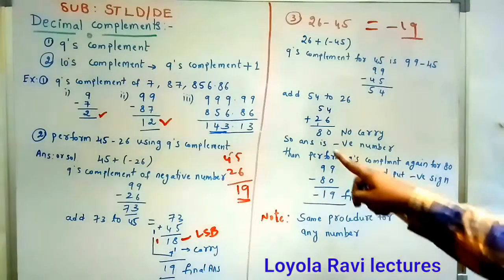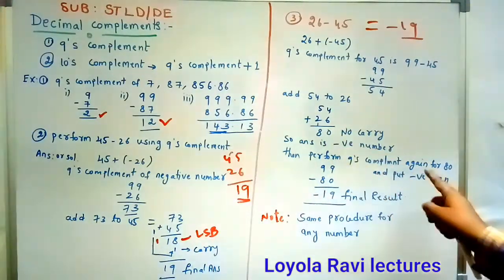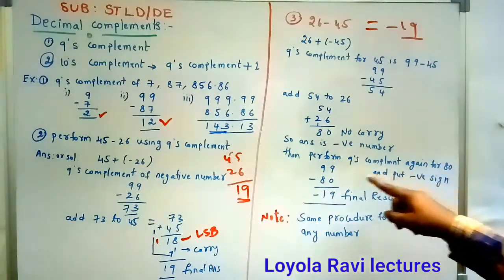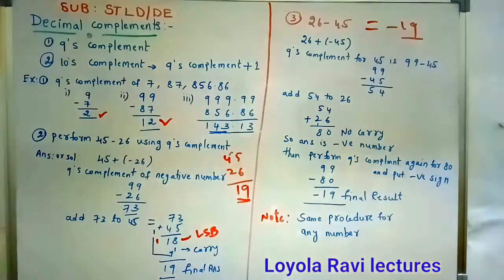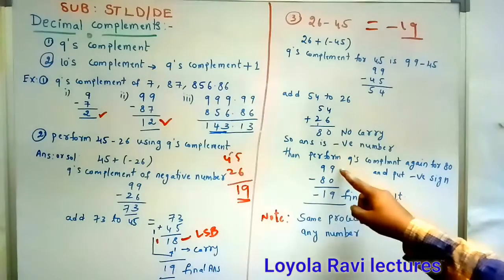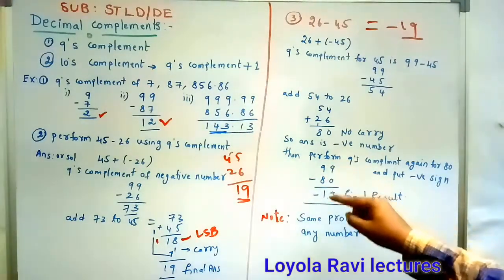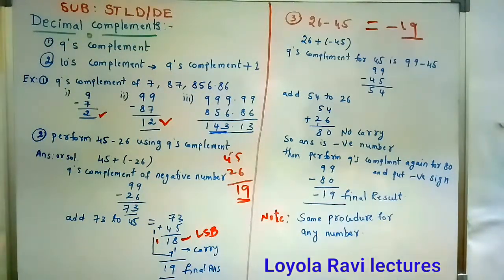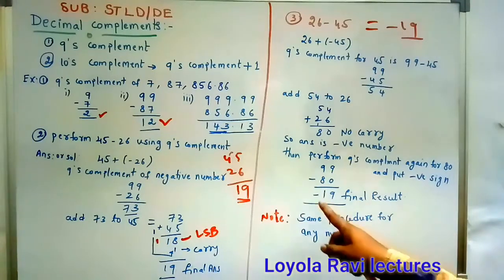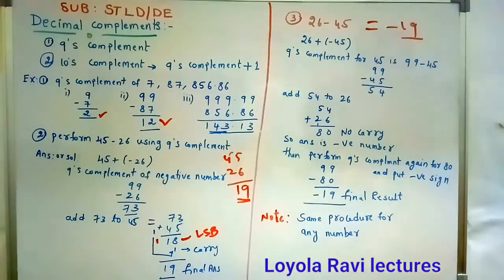Okay, then for the 80 we are going to perform 9's complement. 9's complement for 80 is 99 minus 80. 9 minus 0 is 9, 9 minus 8 is 1. We are getting 19. Okay, and for the final result we have to put a negative sign. Whatever answer we are getting, for that answer put a negative sign. So minus 19 is our final result.